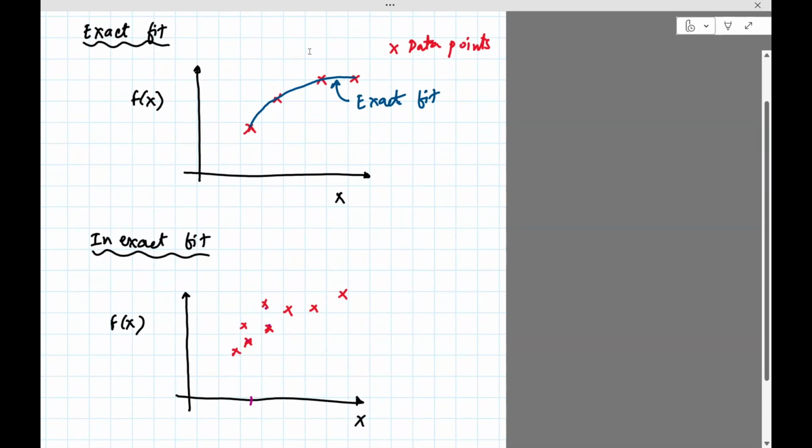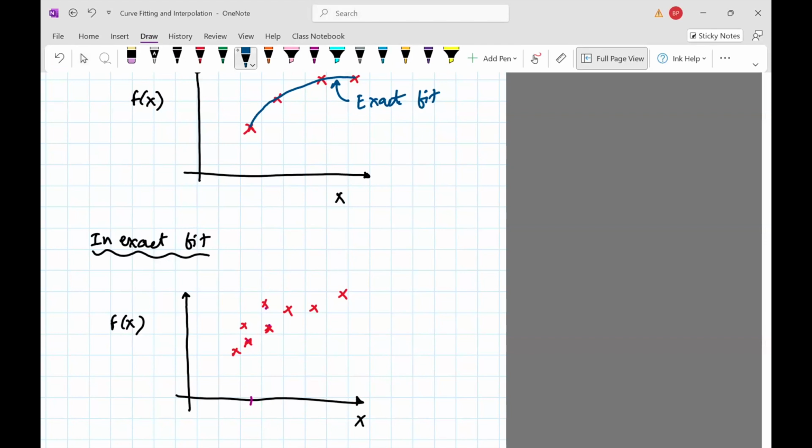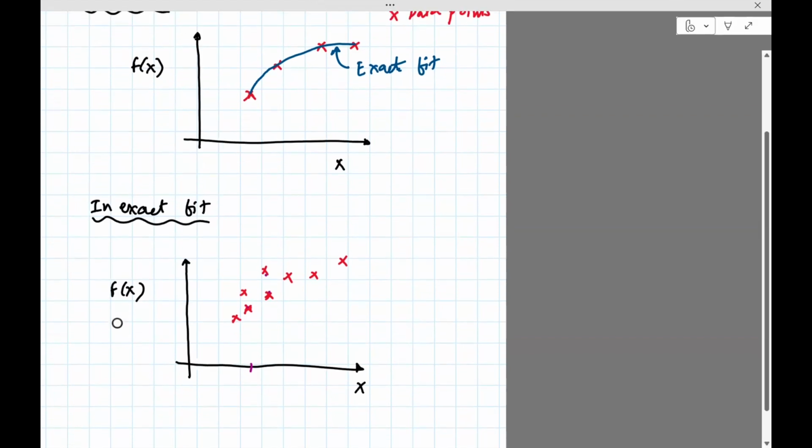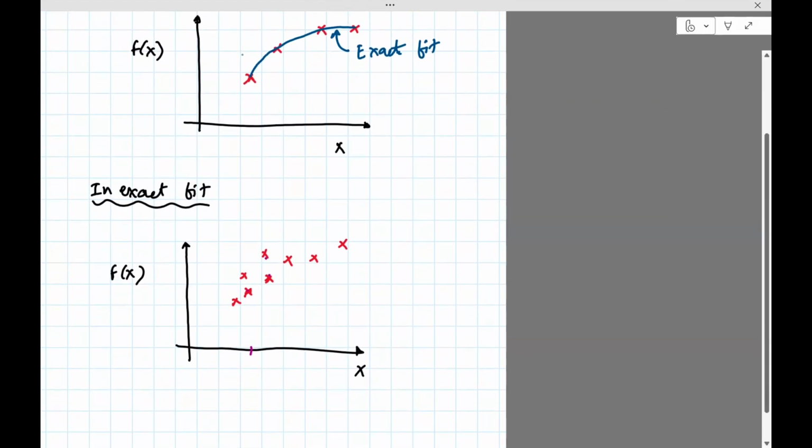Here, what we're trying to do is find the best fit line, which explains the trend in the data. So perhaps this line, this curve, is something which captures the trend in the data. And this would be what we call an inexact fit. What it's trying to do is minimize the error between the curve and the data points, which are shown in red.